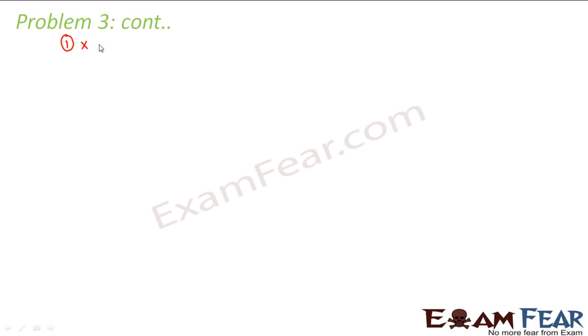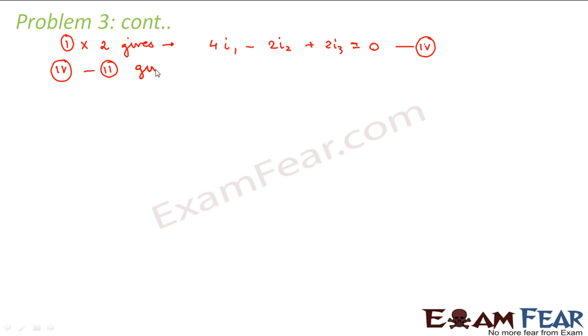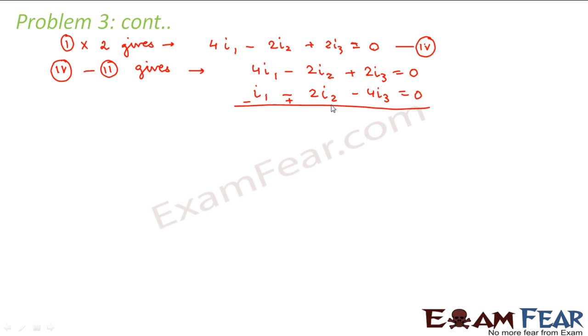What I do is multiply equation 1 by 2. This gives 4I1 minus 2I2 plus 2I3 is equal to 0, and we call this equation 4. Now we subtract equation 2 from equation 4. So 4I1 minus 2I2 plus 2I3 is equal to 0, and equation 2 was I1 minus 2I2 minus 4I3 is equal to 0. So you reverse the signs.